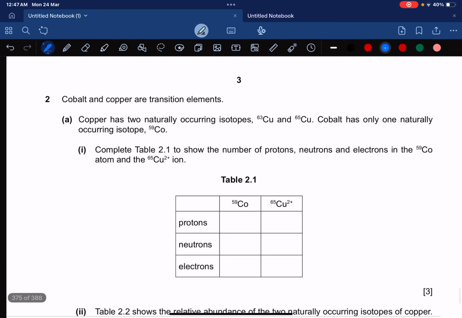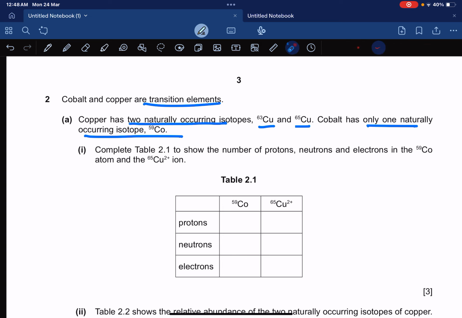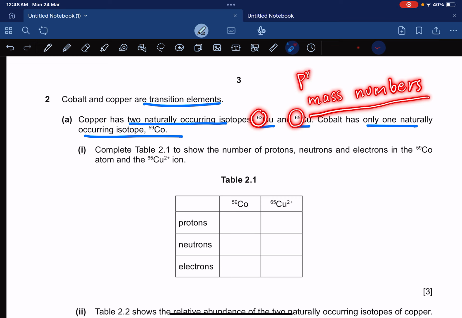Let's move on. Cobalt and copper are transition elements. ठीक है? Copper has 2 naturally occurring isotopes, copper 63 and copper 65. Cobalt has only 1 naturally occurring isotope, cobalt 59. Now these isotopes, the numbers on the top, they are basically the mass numbers. That's why they're different. In isotopes, you have different mass numbers, but you have the same number of protons.